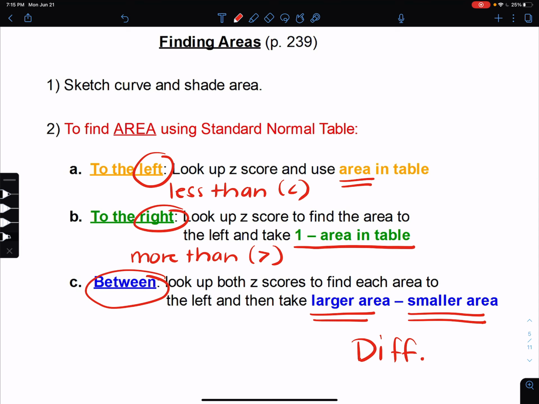You want to remember that when you find the area to the left, that is the same thing as the probability less than. When you find the area to the right, that is the same thing as the probability greater than. And when you find the area between, it's the same thing as the probability of being in between.